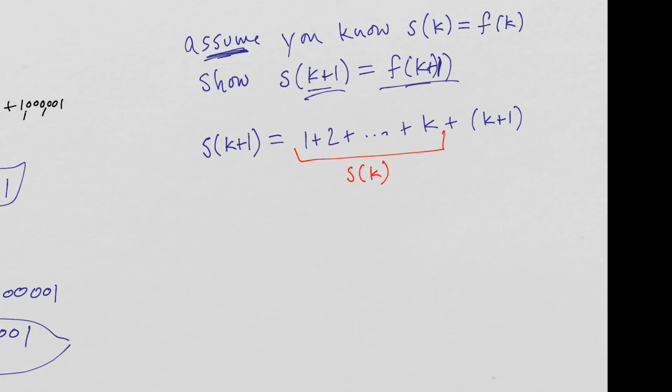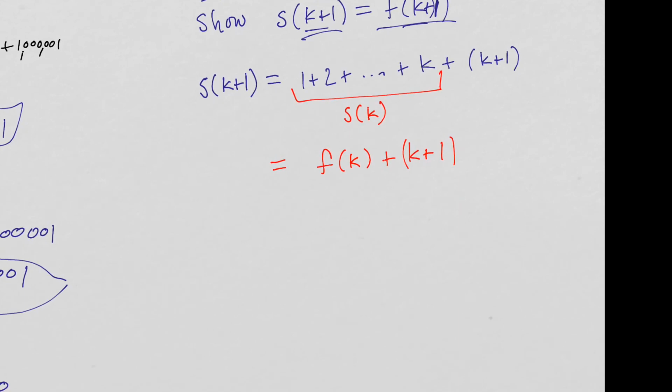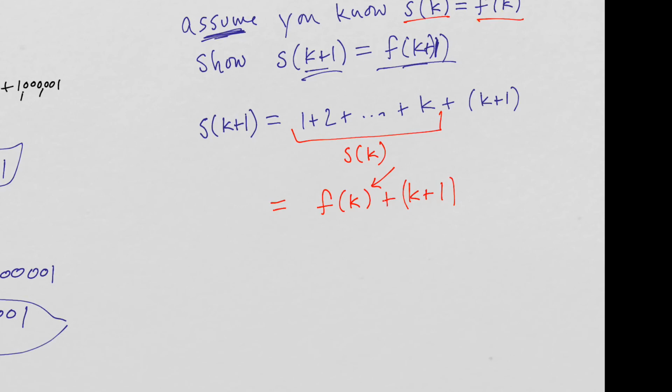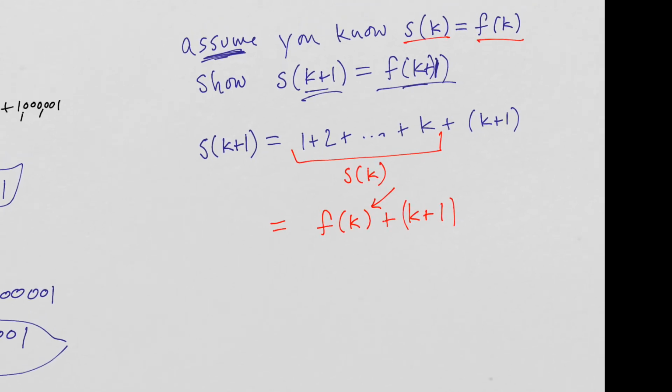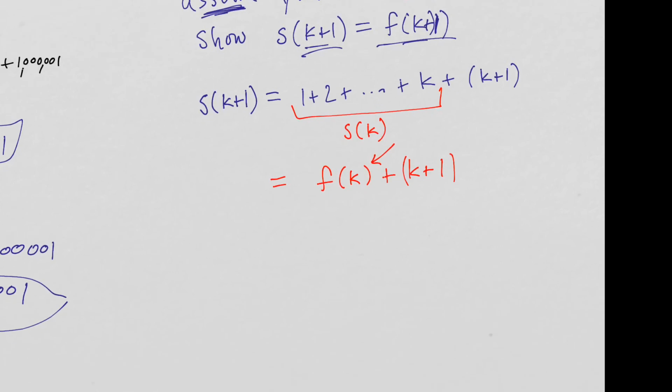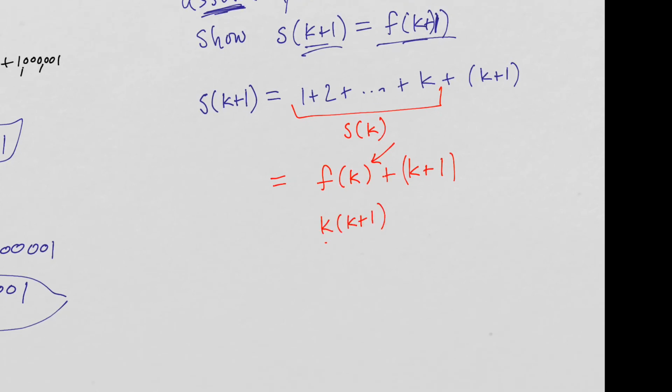And now we say, well, I'm going to assume that you didn't lie to me, that S of k is equal to f of k. So I'm going to swap that out. F of k plus k plus 1. But now I don't have a value here, I have an equation here. So this is the other big change in generalizing it. This is equal to k times k plus 1 over 2. That's what f of k becomes. And then we still add the k plus 1 over here.